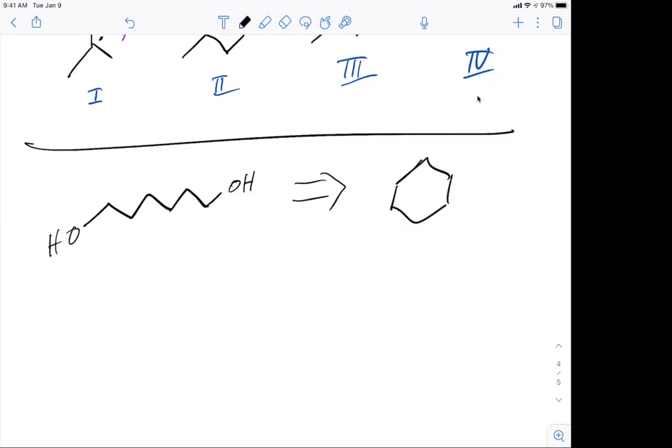Okay, so let's try this one. Start with your carbons, right? Then start thinking about your functional groups.